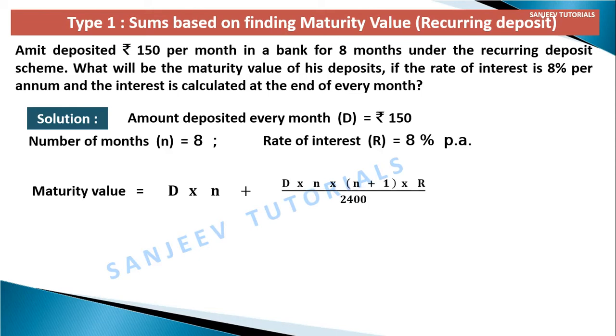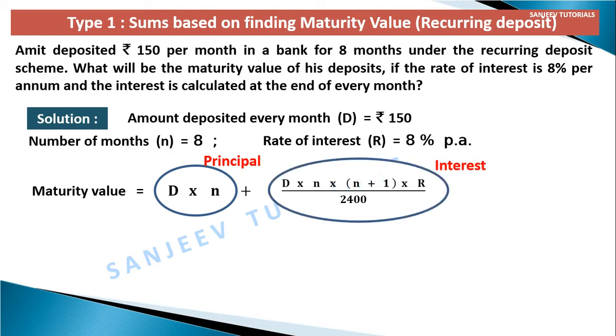Maturity value is given by this formula, where the first part D into N represents the total money deposited by the person in the bank, and the second part represents interest paid by the bank to this person. So the first part D into N, D is 150, N number of months, that is 8. So on substituting the respective values, I get this step.